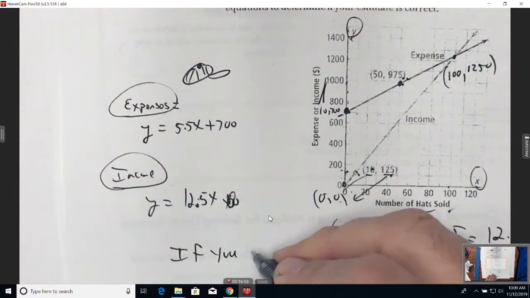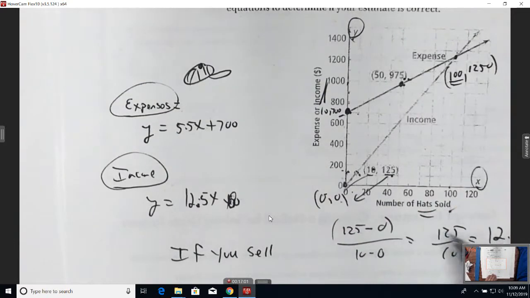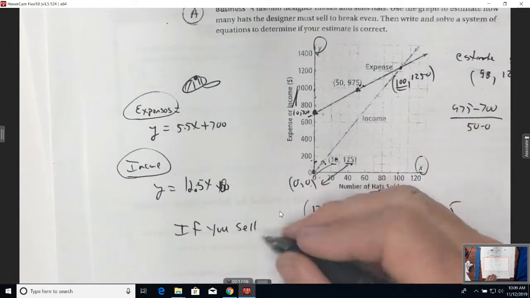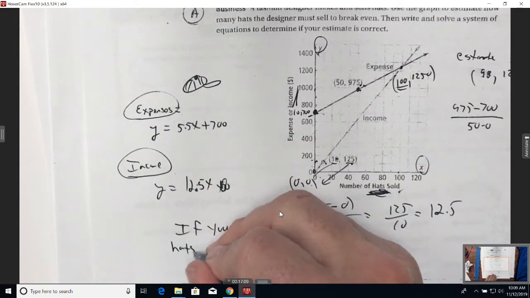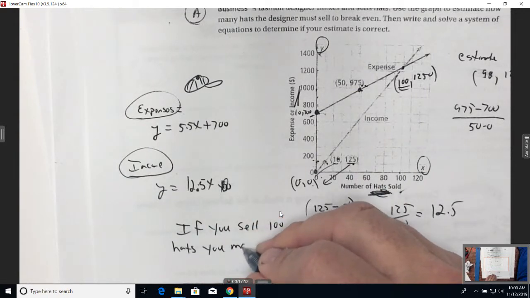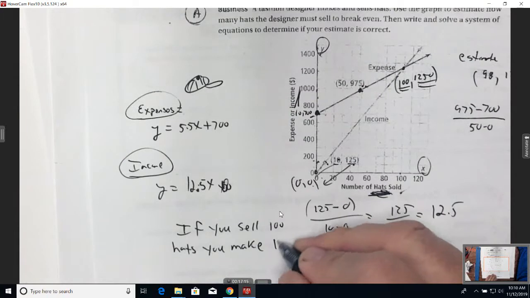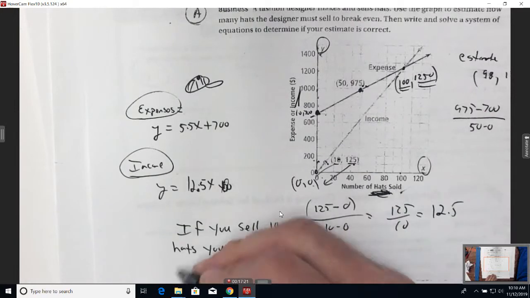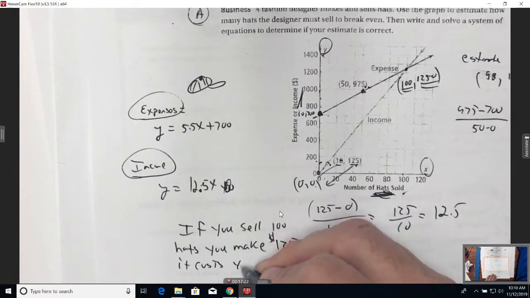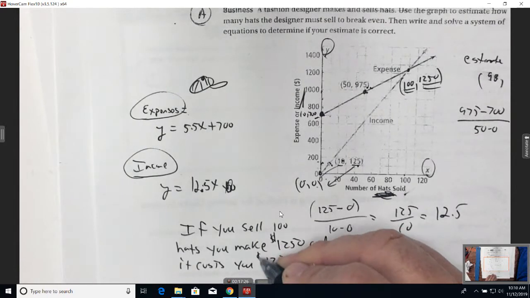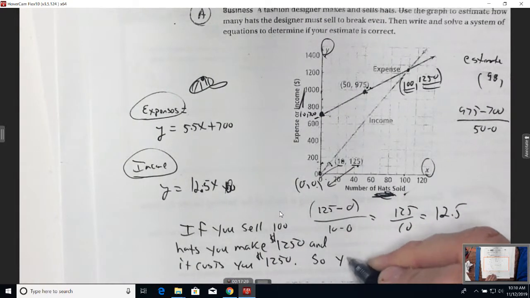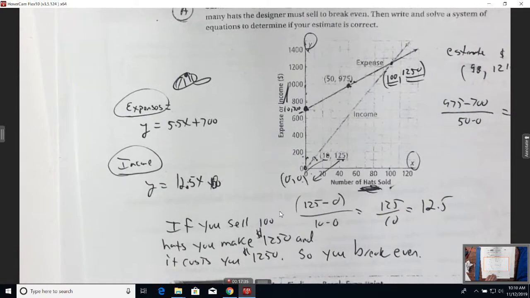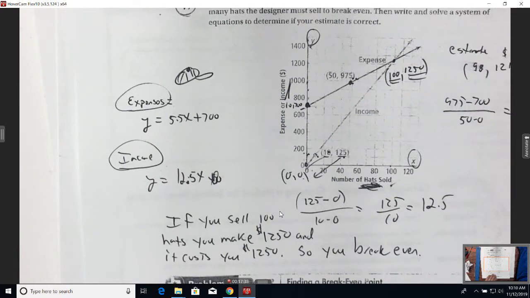If you sell 100, that's the X, and the X is talking about what? Hats. If you sell 100 hats, you make $1,250. And it costs you $1,250. So you break even. What does that mean, you break even? You owe no money, but you make no money.